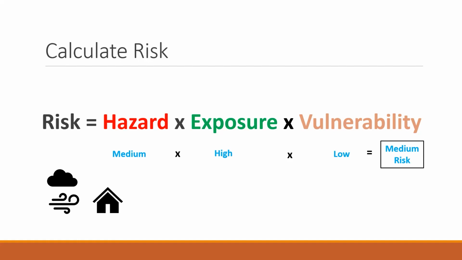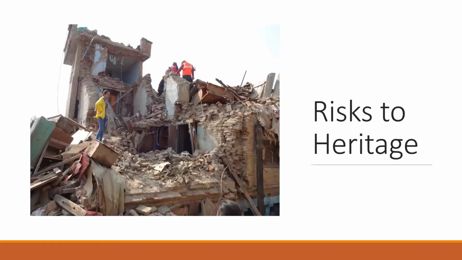Being able to identify a hazard, make a determination at how vulnerable cultural heritage is to that particular hazard, and assess how likely that heritage will be exposed to that hazard is a fundamental skill in disaster risk management. One other point I want to make about assessing risk is that you should also make sure you spend some time thinking about the cultural heritage that you are trying to protect.